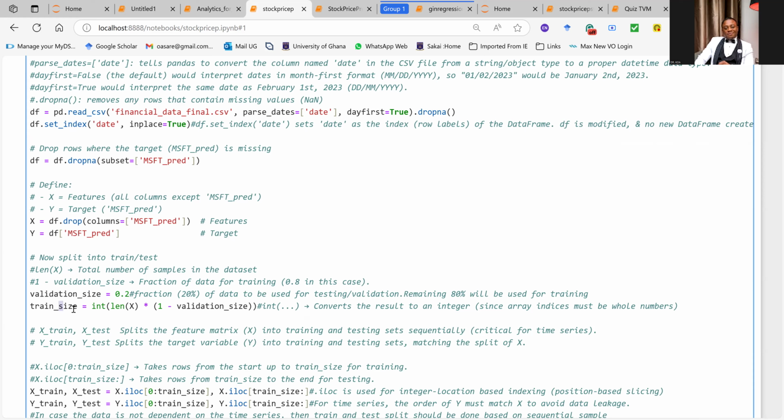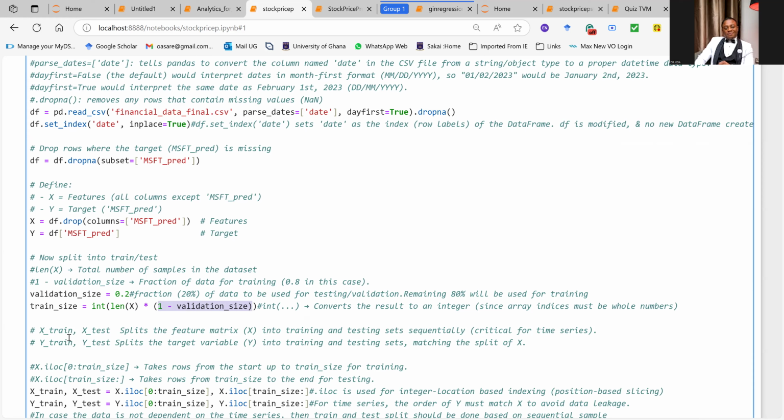Now, what about the train size? Well, the train size is here. This is an interesting command which converts the results to an integer. So you can see that the int here is an integer. And the len of x here will tell pandas the total number of samples in the data set. And in this case, these are our independent variables. This will be multiplied by the 80%. 80% is 1 minus 0.2. Okay, so this is going to be the train size of the data.